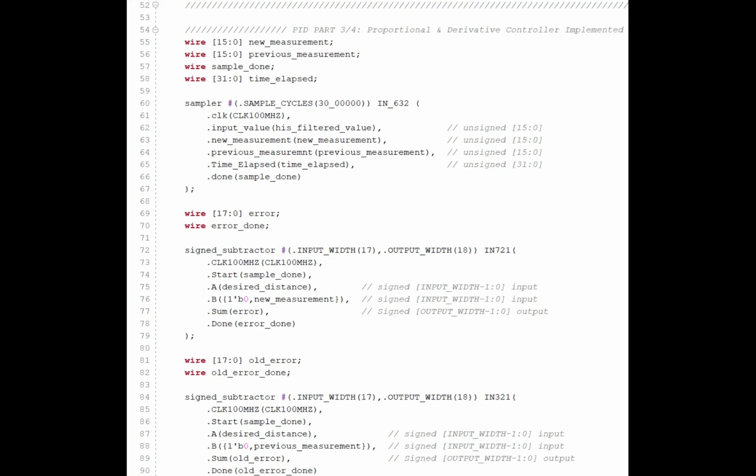With these changes in place, the controller is now fully functional. Here's the system running again.